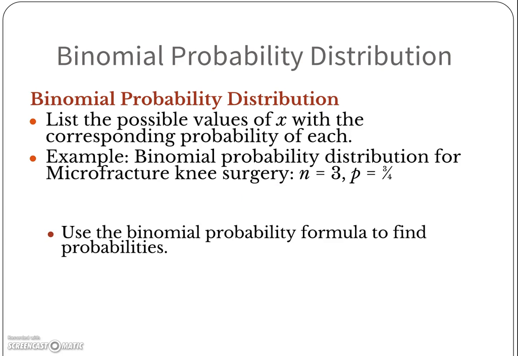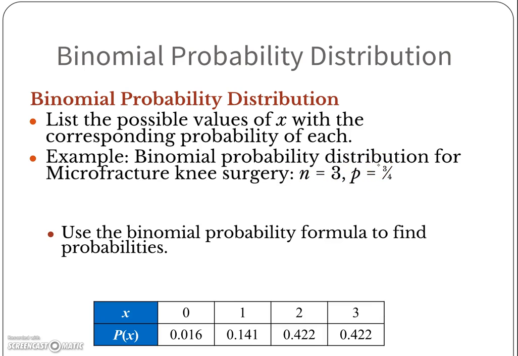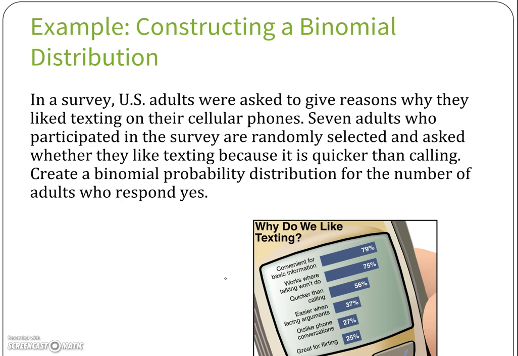For a binomial probability distribution, we're going to list the possible values of x with the probability of each. The binomial probability distribution for the microfracture knee surgery that we were doing has n equal to 3 because we had 3 trials, and we're going to use that to find the probabilities. We have a probability distribution table here. In the previous example, we went through finding the probability when x was 2, so this is what we found. We would go through the same exercise to find the probabilities for the 0, the 1, and the 3 with those different x's and plug them into the formula. And that's how you get the probability distribution table.